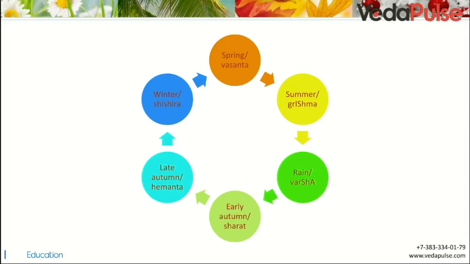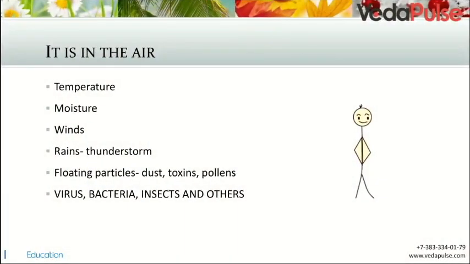So why do we have seasonal problems? When we say season, as I said earlier, it is about the temperature, the moisture, the light, daylight, winds, rain, thunderstorm, and everything that comes along with it, the chemical changes around us. And it's also about the virus, bacteria, insects, and everything else, like the vegetation, the way plants and animals behave and react to this change. Some of the vegetables and fruits and everything change as per the season.